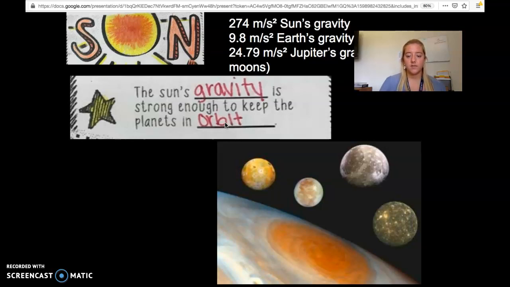So I want you to think about this in terms of moons for a second. The Earth has a gravity of 9.8, and it has 1 moon. Jupiter has a gravity of 24.79, and it has 53 moons. So an object with a greater gravity, greater gravitational force, is more likely to have more satellites or things orbiting around it. Because the sun's gravity is so large, it makes a lot of sense when you think about it in terms of that, as to why the planets revolve around the sun.